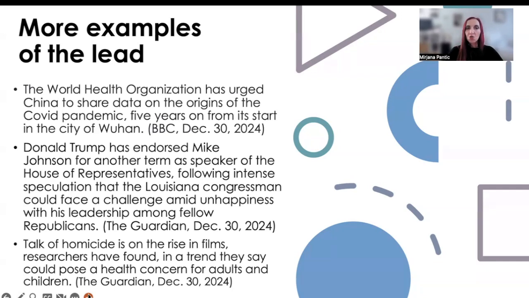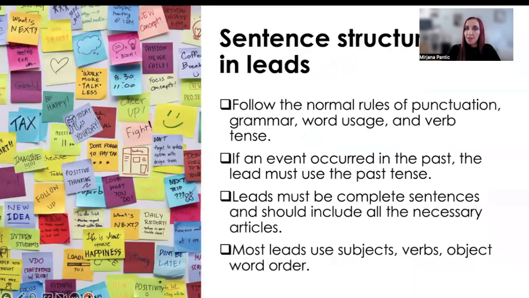Another example is: Donald Trump has endorsed Mike Johnson for another term as Speaker of the House of Representatives, following intense speculations that the Louisiana congressman could face a challenge amid unhappiness with his leadership among fellow Republicans. And one more example of the lead: talk of homicide is on the rise in films. Researchers have found a trend they say could pose a health concern for adults and children. So these are some examples of the summary lead.